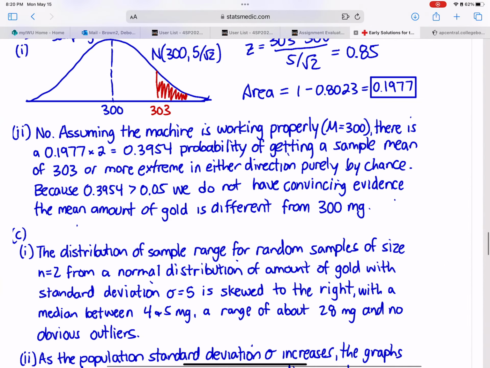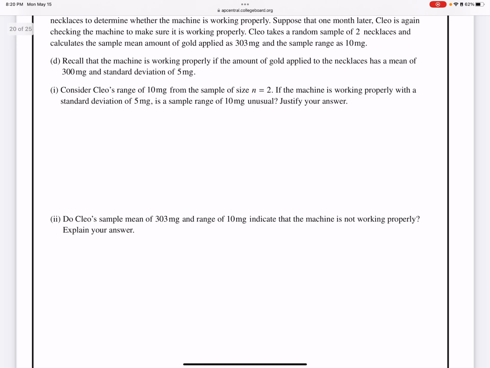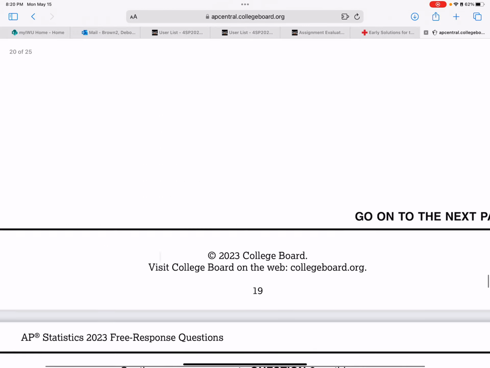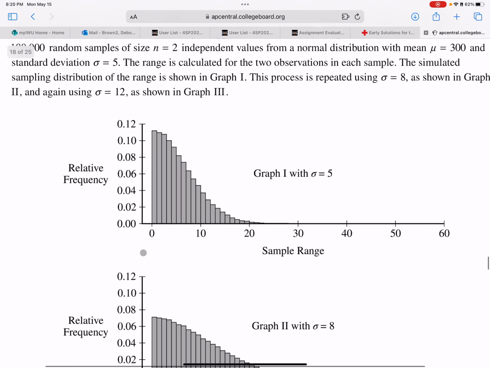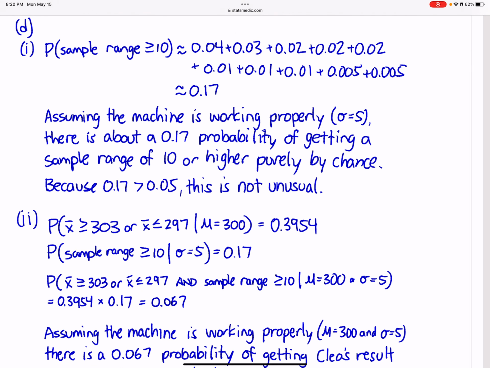And the last one, for part D, the first thing it says is, okay, what's the probability, with the standard deviation of 5, that you get a range of 10 or more? So you had to go back to this graph, and basically you're going to say, okay, 10 is here, and that's 4%, and then anything 10 or more. So all of these, we're going to look at the probabilities, and let me show you the math behind that. You see that first one's 4%, and then 3%, and so forth and so on. It adds up to 17%. So therefore, I can say there's about a 17% chance of getting a sample range of 10 or higher purely by chance, but this is greater than 0.05, so that is not unusual.